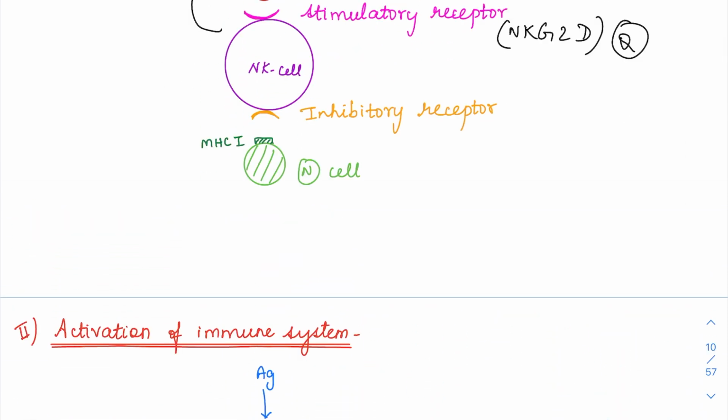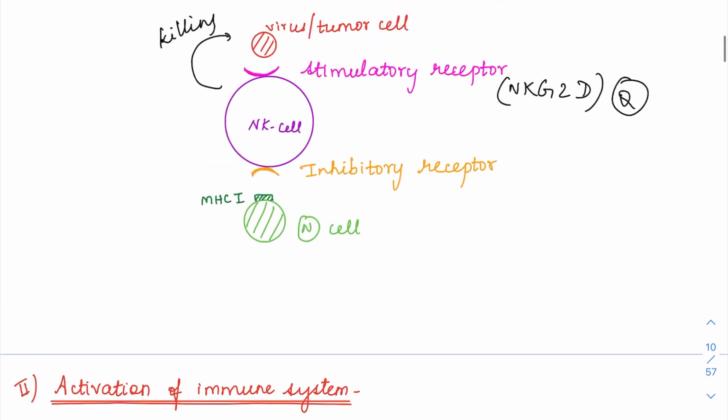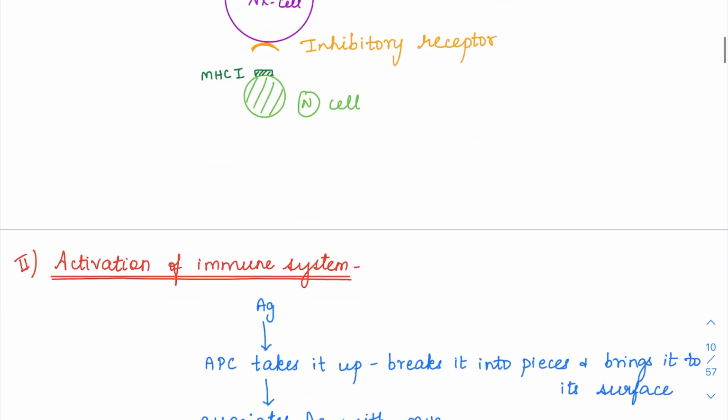Then we have the inhibitory receptor. If a normal cell is coming, it is going to express an MHC molecule. Whenever there is an MHC molecule associated, it is going to interact with this inhibitory receptor, so that this NK cell doesn't kill the normal self cell. This is why there is an inhibitory receptor present on the NK cell.